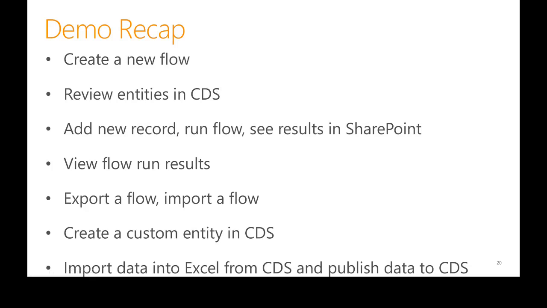We saw the results in SharePoint. We looked at the flow results, looked at the JSON of those flows. Let's export and import a flow. And then we'll also create a custom entity in Dataverse to show you how you do that. And we already did this last one. We showed you how we opened it up in Excel and pushed the data back. So these are the two I need to do. Let's look at exporting and importing a flow if I wanted to move it from one environment to another. And then we'll also show you how to create your own custom entity.